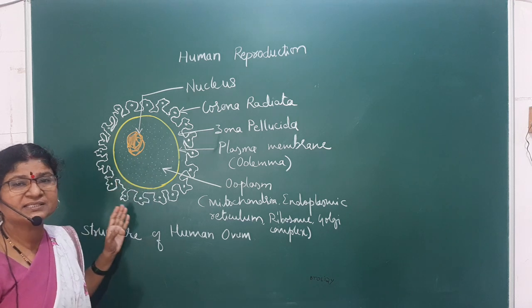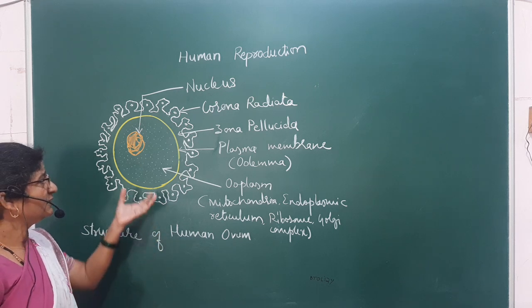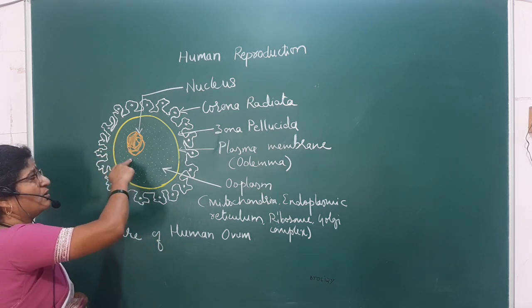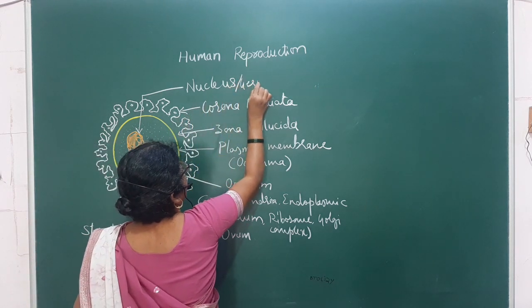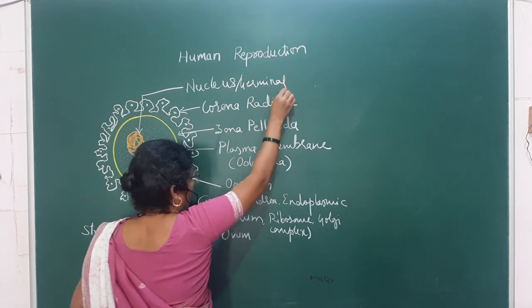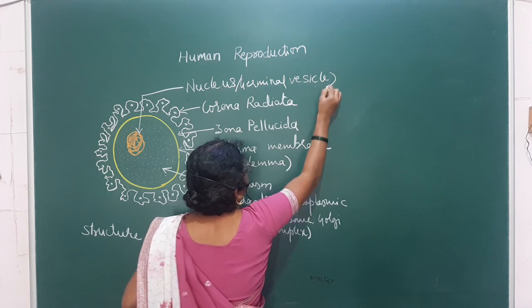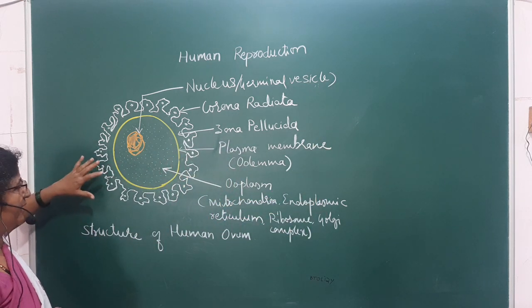And here the nucleus is not present in the center. The nucleus is not spherical. It takes a vesicular shape. That is why it is also called the germinal vesicle. It contains the maternal chromosomes. It is haploid, that you already know.